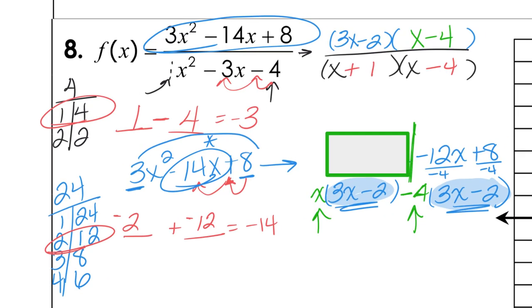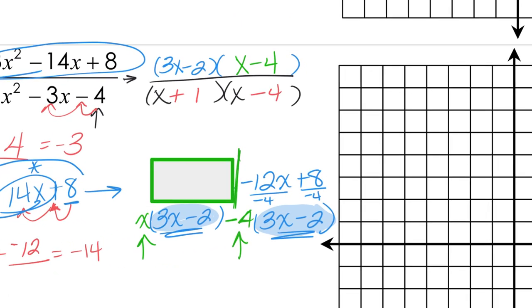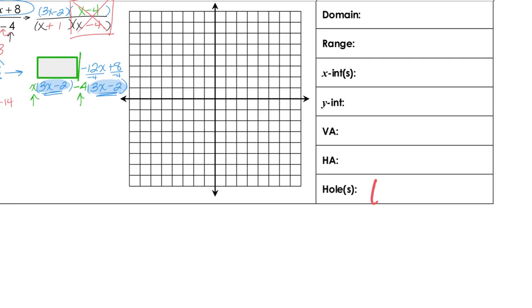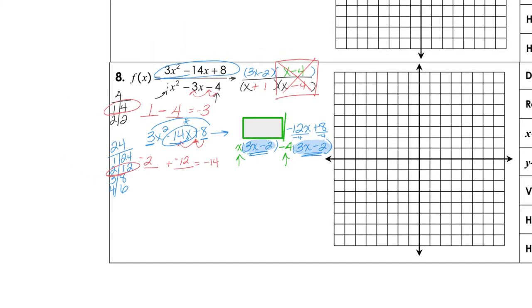And so now we're in factored form, and we can run those key features again. I can say, look, these guys are the same, therefore they cancel out. So I have a hole when x is 4. Once I take out my hole, all I'm left looking at is 3x minus 2 and x plus 1.